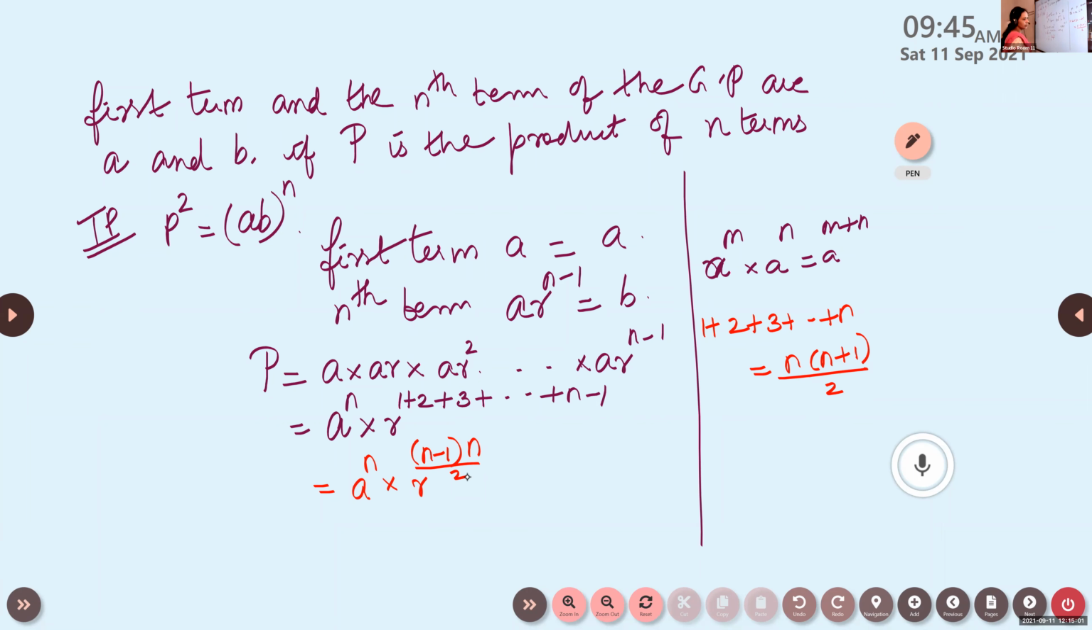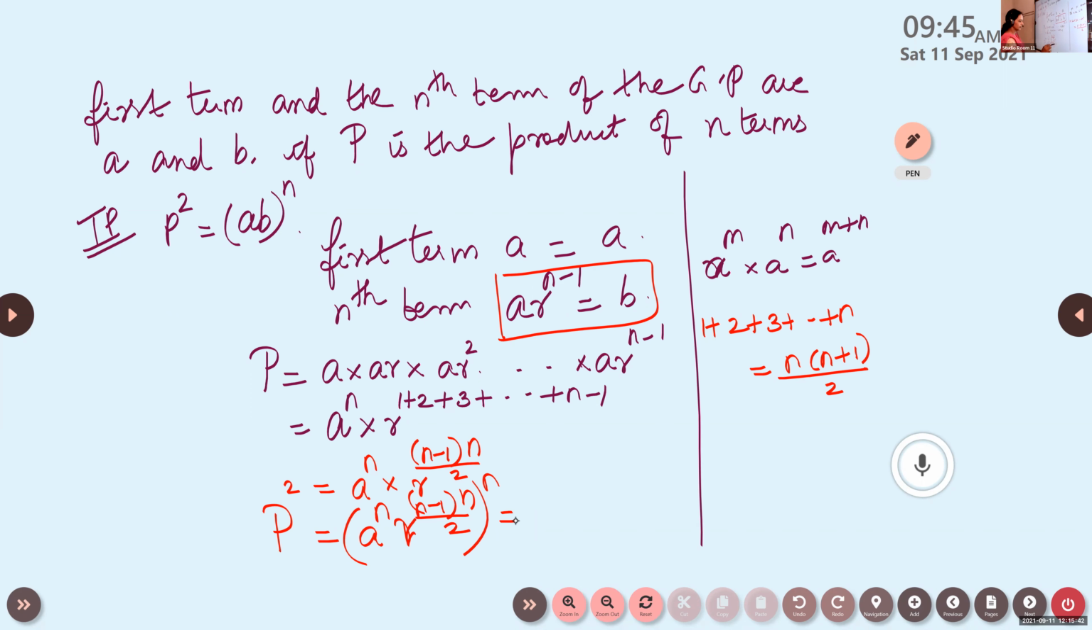Now, what do you have to prove? We want to prove P square is equal to AB whole raised to n. How to prove this? What is B? Look here. B is A into r raised to n minus 1. So first let me square it. When you square it, what happens? P square is equal to a raised to n, r raised to n minus 1 into n by 2, whole raised to n. Power to power means what you will do? Multiply, isn't it?